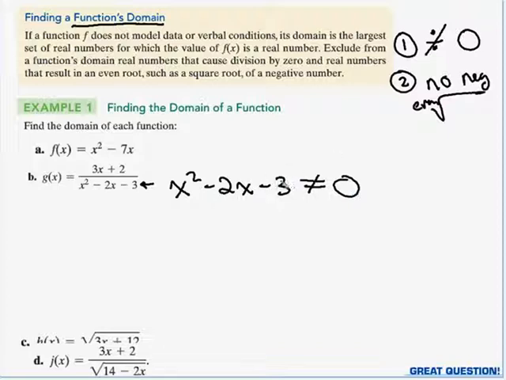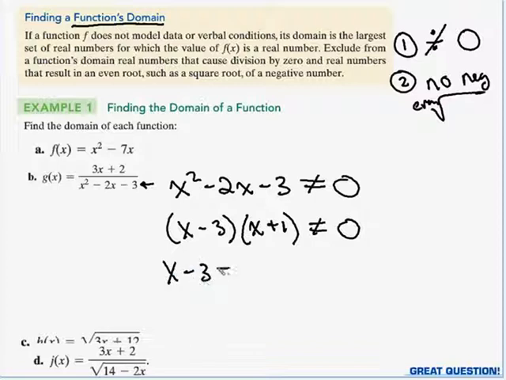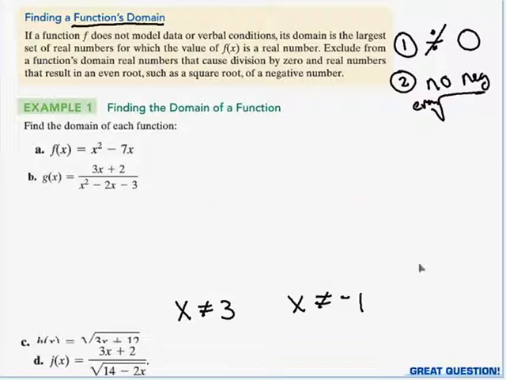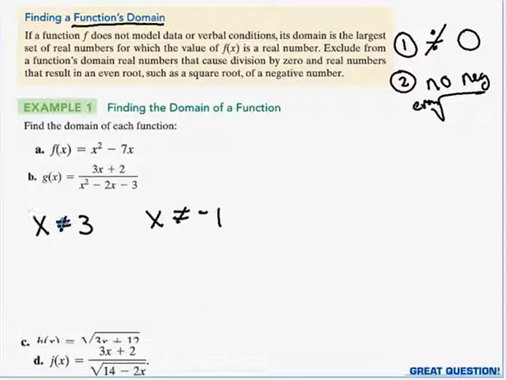And we can solve this just like we solved for 0. We're going to factor. X minus 3 and x plus 1 will be the two factors. In the past, we would set each of those factors separately equal to 0. Now we're going to set them each separately not equal to 0. So if x minus 3 does not equal 0, that means x cannot equal positive 3. And if x plus 1 cannot equal 0, then x cannot equal negative 1. So there are our two numbers that must be excluded from the domain. We can't have a 3, and we cannot have a negative 1.